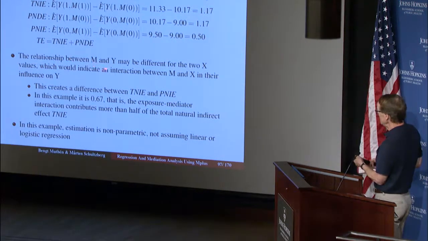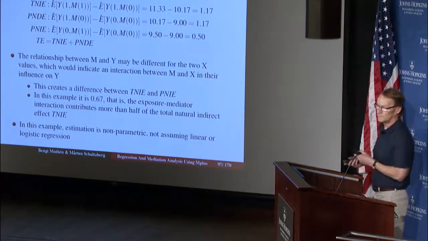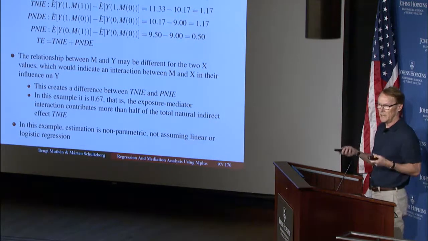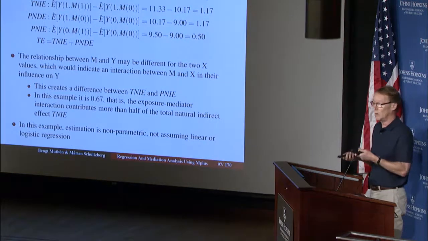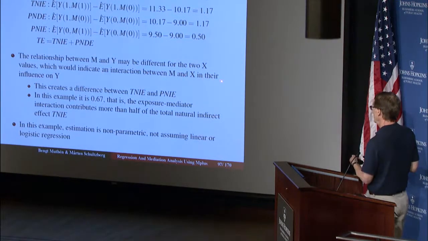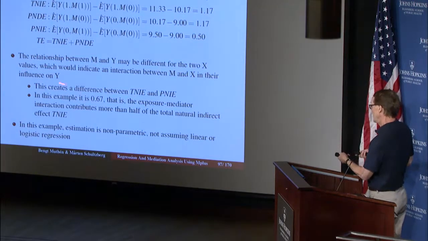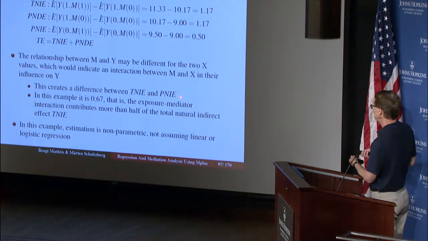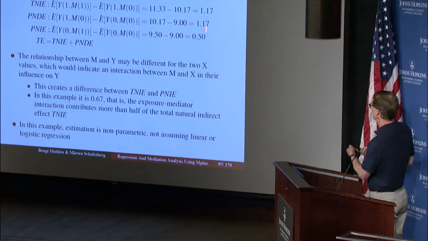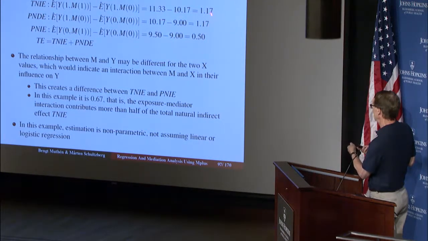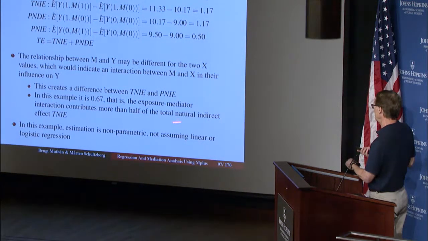The relationship between M and Y may be different for the two X values. So that's the M and X interaction effect on Y, right? Interaction between M and X and their influence on Y. This is what creates a difference between total natural indirect effect and pure natural indirect effect. Total natural and pure. That difference is 0.67, right? 0.67. Which says that the exposure-mediator interaction contributes more than half of the total natural indirect effect. So 0.67 is more than half of 1.17.